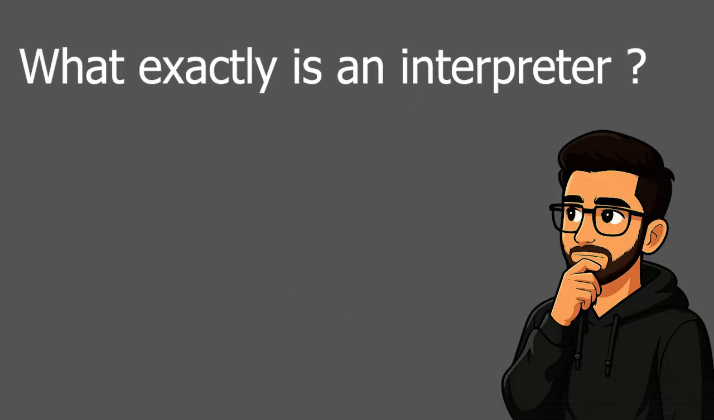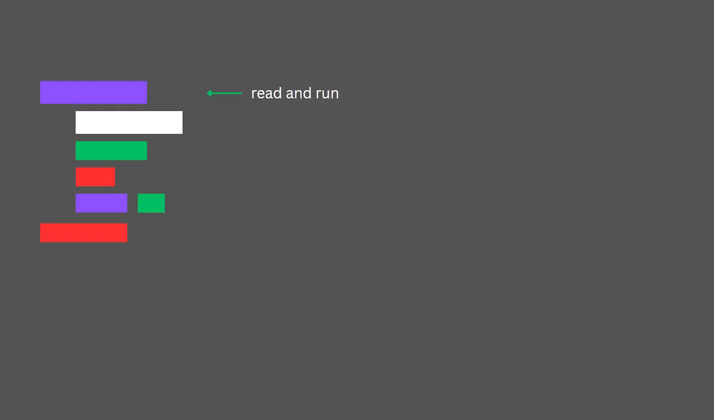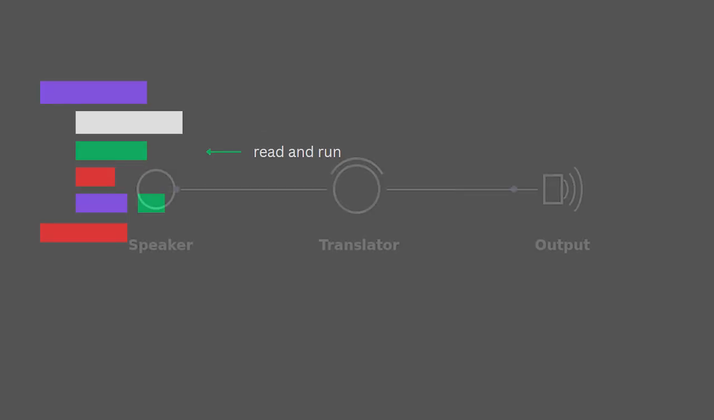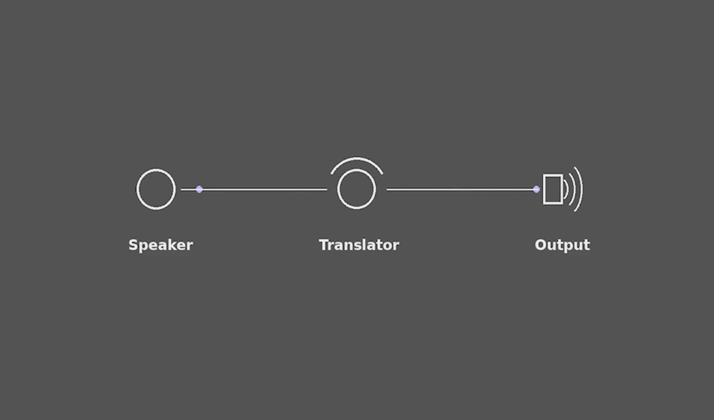What exactly is an interpreter? And how does it work? An interpreter is a program that takes your code and runs it line by line, right then and there, without first turning it into machine code. Think of it like a live translator at a conference. You speak a sentence, the translator hears it, understands it, translates it, and speaks the translation immediately.